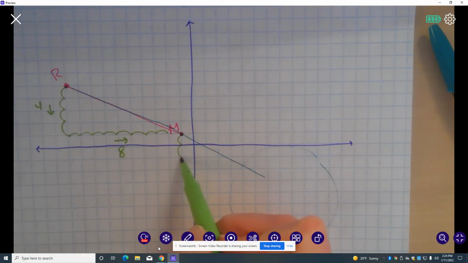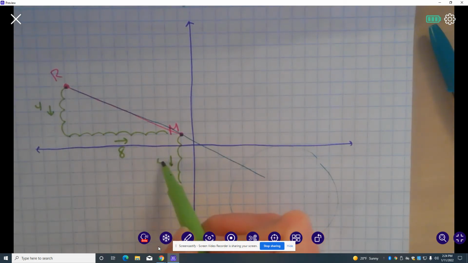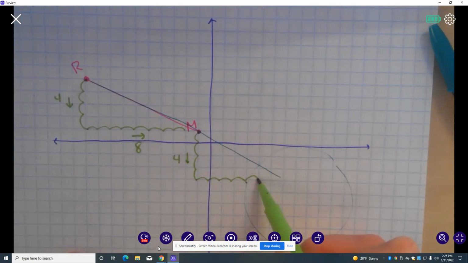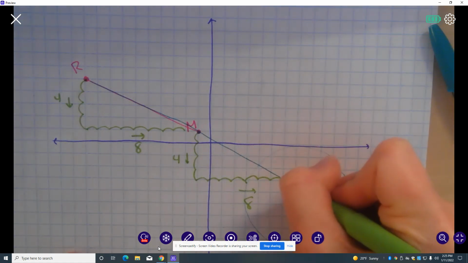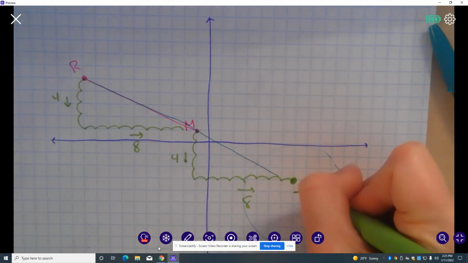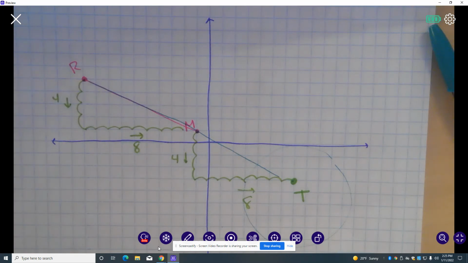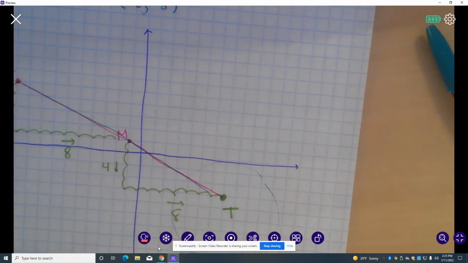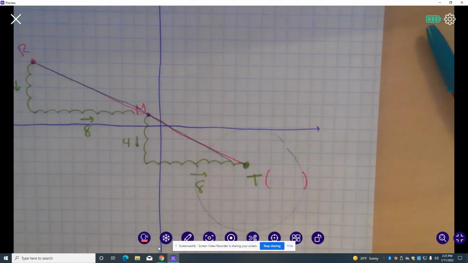So 1, 2, 3, 4, and right 1, 2, 3, 4, 5, 6, 7, 8. So where I ended right here, this would be where endpoint T would have to be. So that M was in the middle. Okay, and now we just need the coordinates of that point.